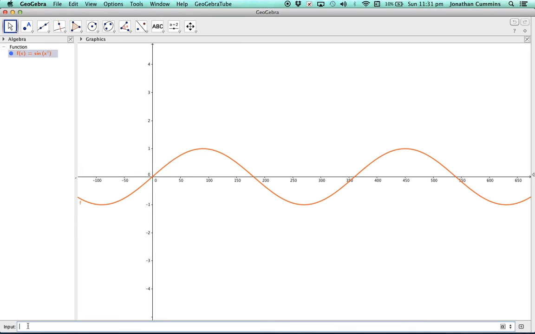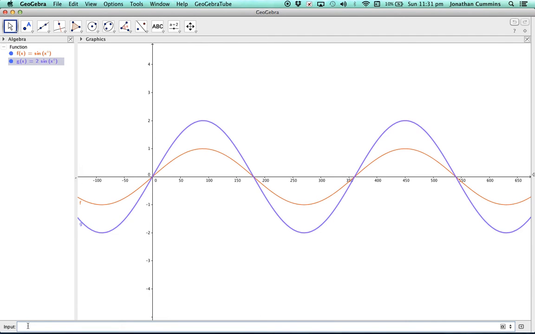Now, what if I wanted to do the graph of y equals 2 sine x? So 2 times sine x. What does that look like? Y equals 2 sine brackets x degrees. And as you can see, everything's got twice as big. So in other words, it's stretched away from the x-axis by a factor of 2. So putting a number in front of the function stretches it by that factor away from the x-axis.